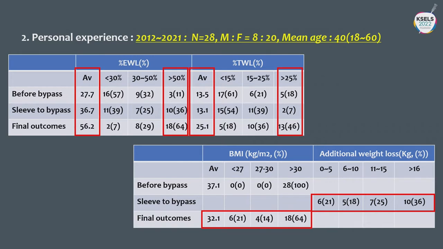But at the time of the final visit, the percent of excess weight loss was less than 50% in up to 40% of patients. And finally, the patients cannot reach a BMI less than 30. It's also very high. One very disappointing finding from sleeve to bypass is the additional weight loss. Only 10 patients among 28 could get additional weight loss higher than 60 kilograms. If you interpret the metrics, the percent of excess weight loss and total weight loss are okay, but in more detail, their final BMI and the additional weight loss after Roux-en-Y bypass are sometimes very disappointing.